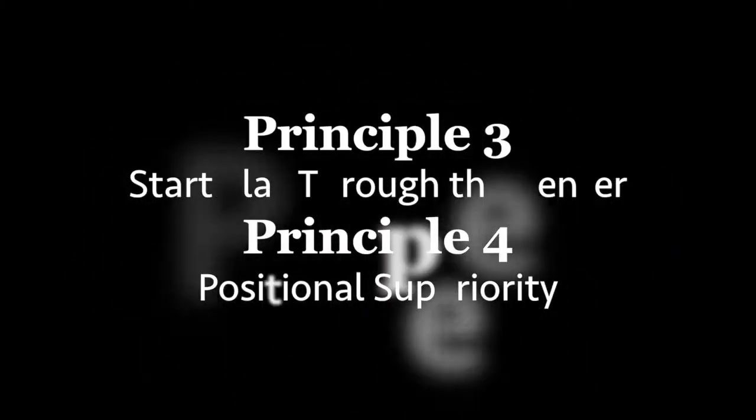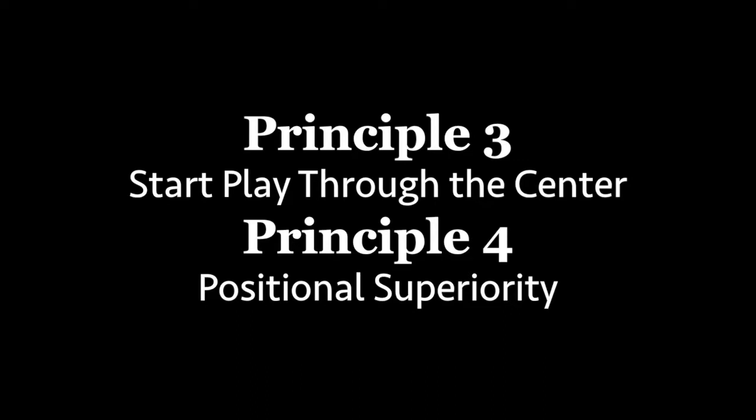So with principle 3, we want to start play through the center. That means we want to circulate the ball, but always looking for penetrating passes that break the line. Another way to break the forward pressing line is to attack space with the dribble. And whether that ball advances with the pass or the dribble, we need to move forward as a unit. That means back 4 and goalkeeper.